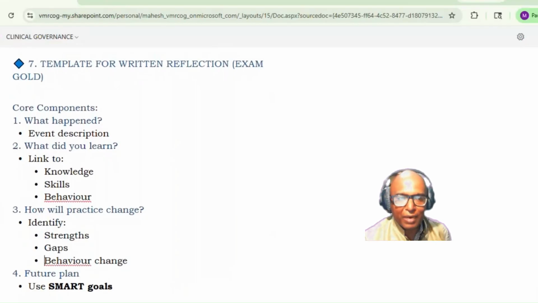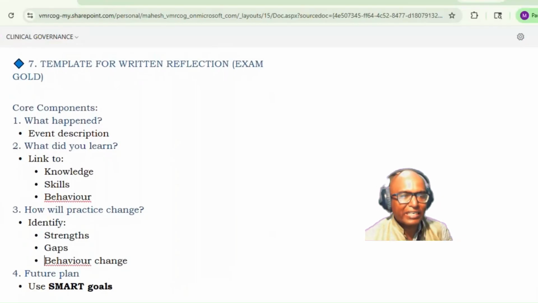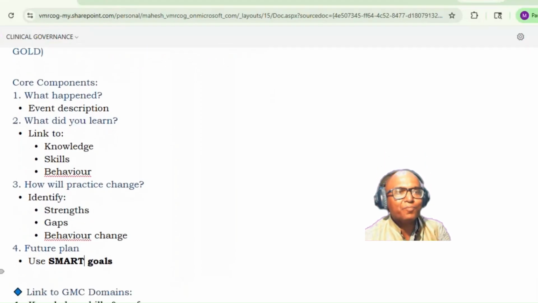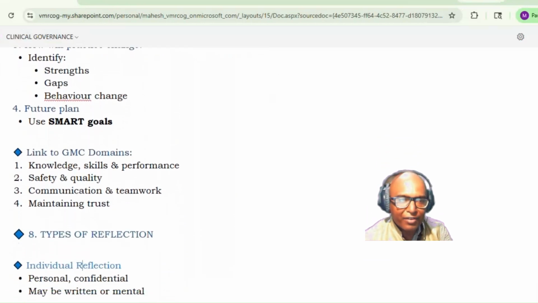Okay. And how will you practice change: what were the strengths, what was the gap, what is the behavior change that is expected. Then you will have your future plan in the form of SMART goals. That is, your goal should be specific, measurable, achievable, relevant, and time bound. That is called a SMART goal. So this is what is expected in writing about the reflection.